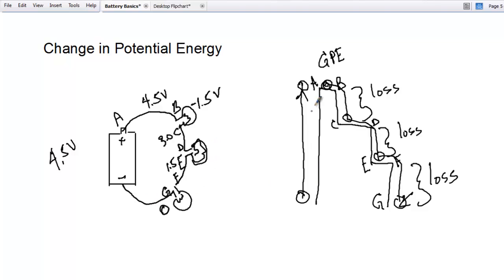So the analogy really holds true because we're talking about potential energies. Over here we lose potential energy as we go down a step, and in a circuit we lose potential energy as we go through some device that requires energy, like a light bulb or a resistor or a motor or some other thing. And so anyway, I hope that helps you understand batteries just a little bit.